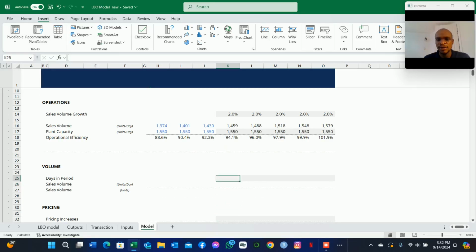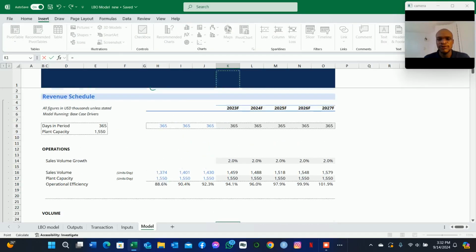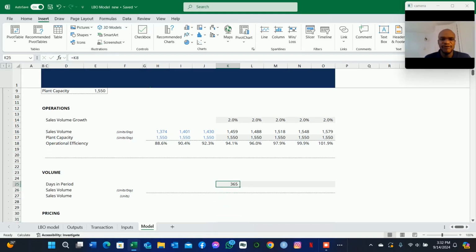And also going forward, we now want to estimate or calculate our volume. So in this case, it's going to be equal to, we already have our days in the period. We reference that from above. Now we can copy and paste it to the rest of the forecast. And then for the sales volume, we already calculated it to be this amount here.